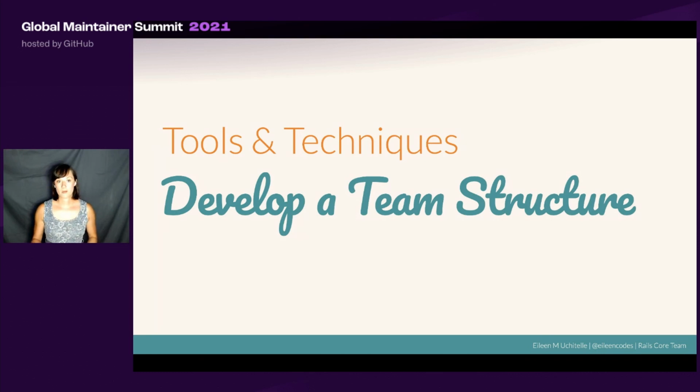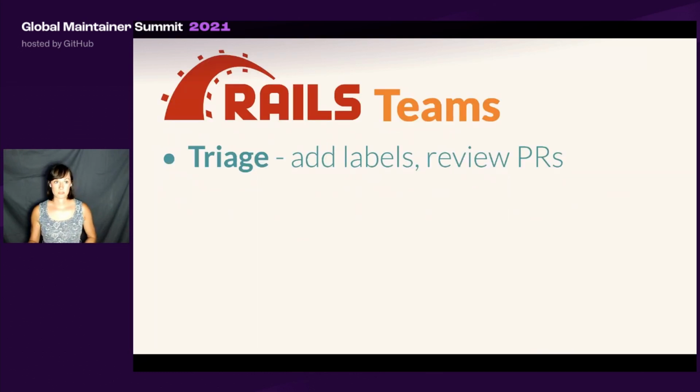So in order to support Rails, we have a bunch of teams with different responsibilities. The first and newest team is called the triage team. We actually added this team very recently, like in the last few weeks, as a way to improve our response time on issues and pull requests. The triage team is made possible by GitHub's addition of the triage role, which allows us to give someone permissions to add labels and close issues and PRs, but doesn't grant them full merge rights.